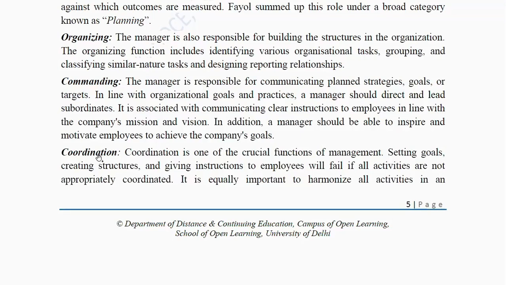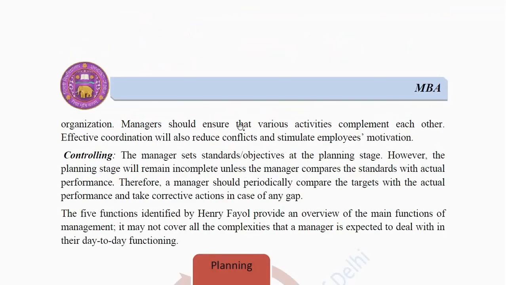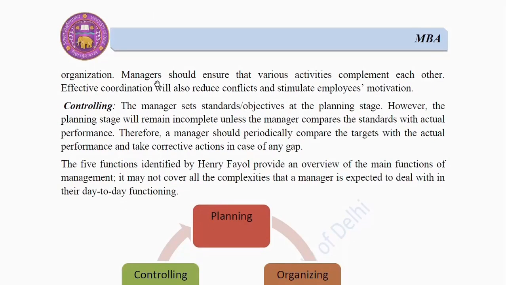Number 4, coordination. Coordination is one of the crucial functions of management. Setting goals created through structures and giving instruction to employees will fail if all activities are not appropriately coordinated. It is equally important to harmonize all activities in an organization. Managers should ensure that various activities complement each other. Effective coordination will also reduce conflict and stimulate employees' motivation.